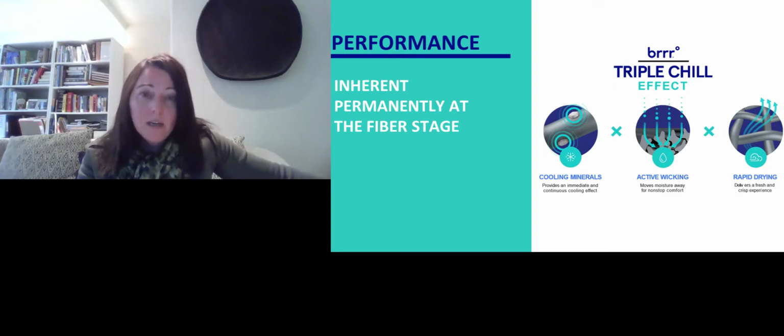And then we use the dry time, AATCC 201. The goal there is to be above 1 to 1.5 milliliters per hour to pass those standards. So for these three triple-chill effect tests, just in summary: cooling is using QMEX, wicking is AATCC 197, and rapid drying is AATCC 201.